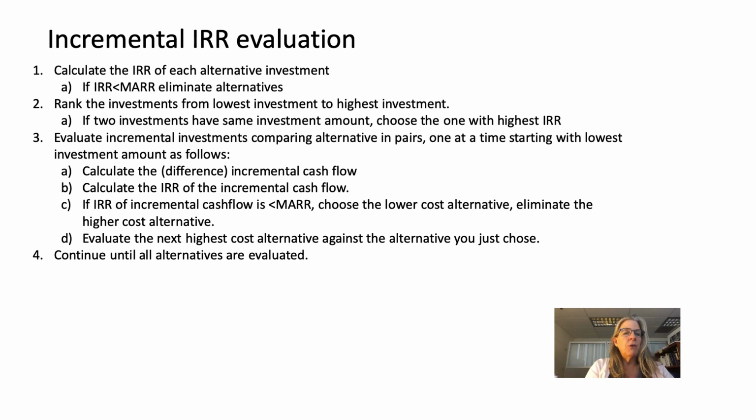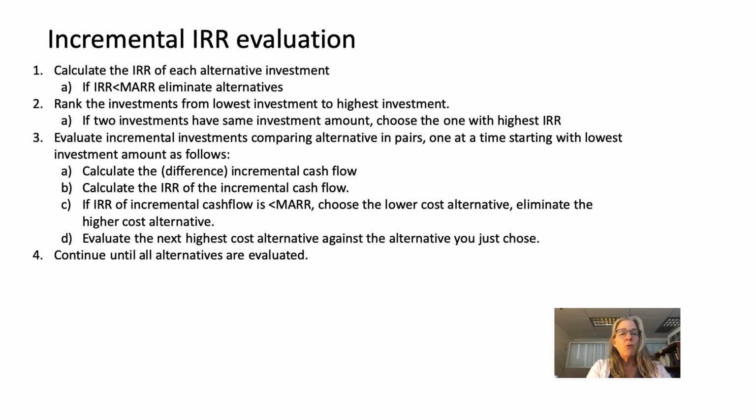So the first thing you do is you calculate the internal rate of return for each of the alternative investments that you have. Now, if any of the IRRs are less than the required rate of return, which is that MARR value, the minimum attractive rate of return, you can eliminate that alternative.